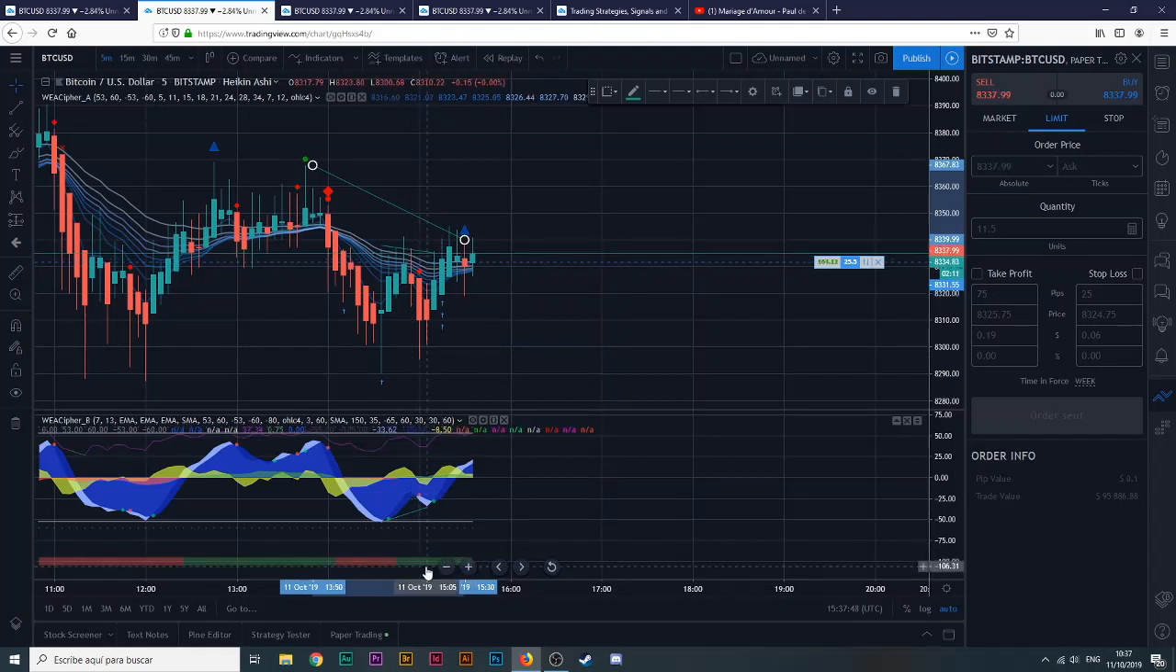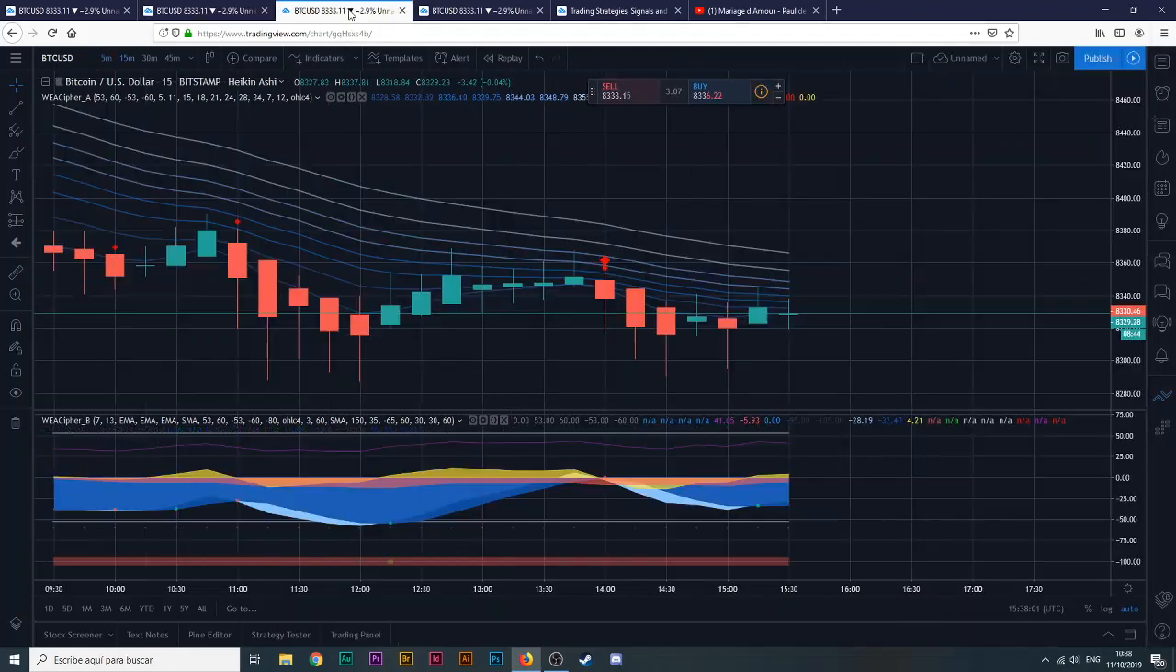So let's watch the market. I am now up $164. Let's look at the 15-minute chart. The yellow indicator is above the 0. We have a market bottom here.